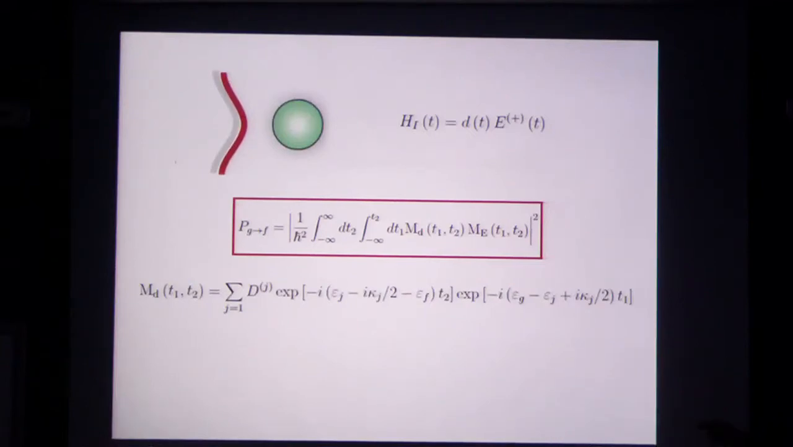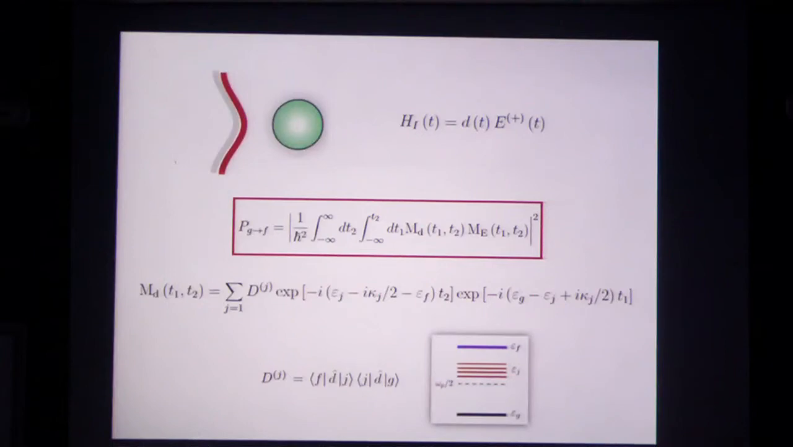And then there are some phases that will act at different times. Those T1 and T2 are when each photon arrives at the sample, where this epsilon J is the energy of the intermediate states. Kappa J is the inverse of the lifetime of those states. EF is the energy of the final state, and EG is the energy of the ground state. For the field, what we get is this DJ, as I was telling you, this is the transition from the G to the J state and from the J to the F state, and this is basically shown here.